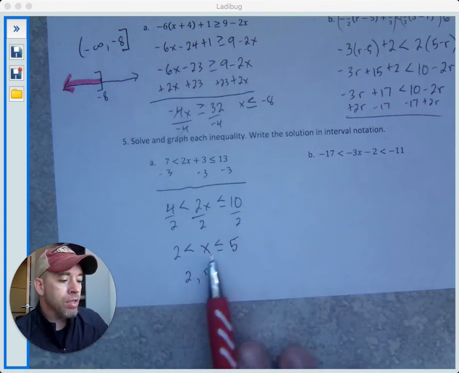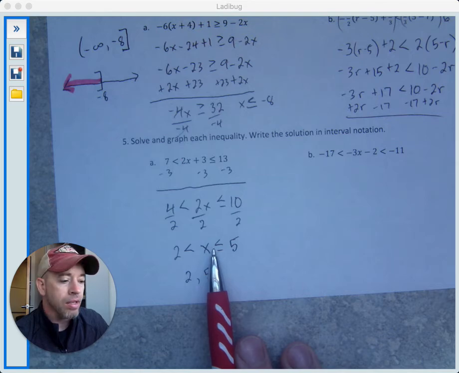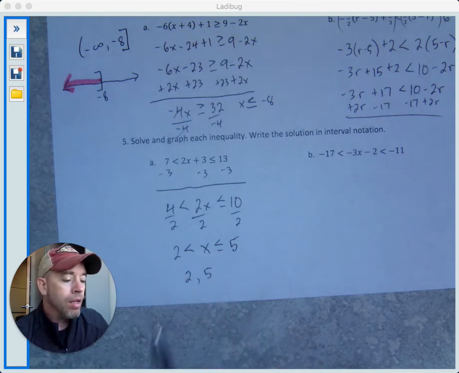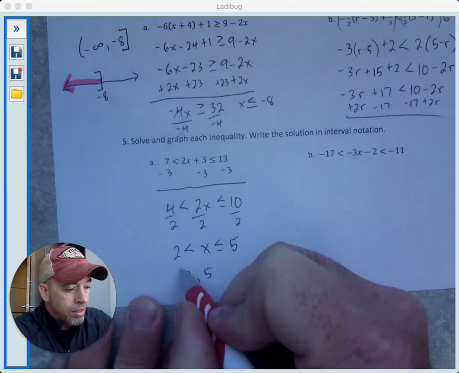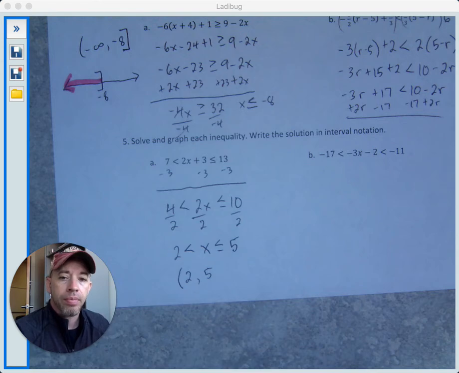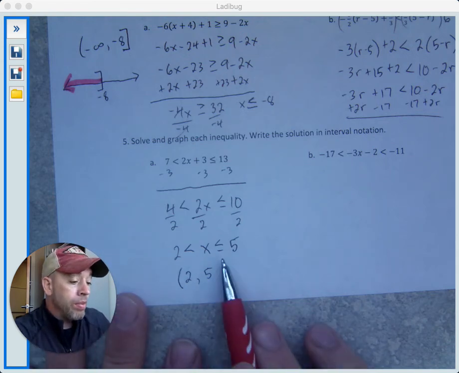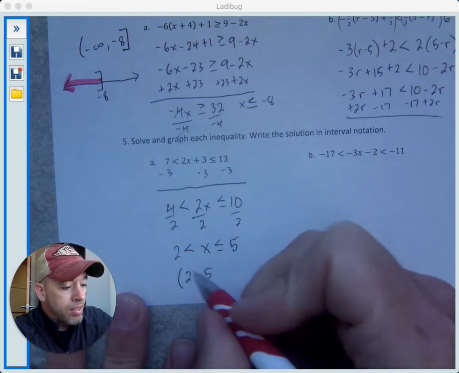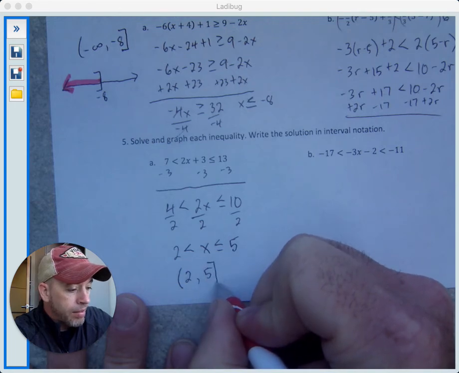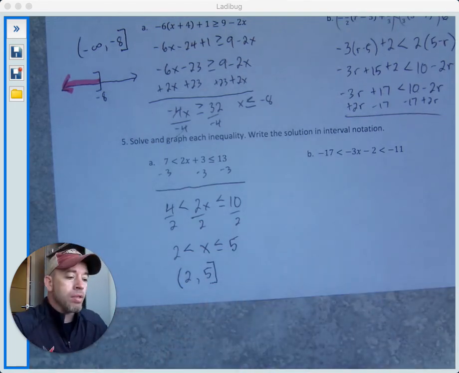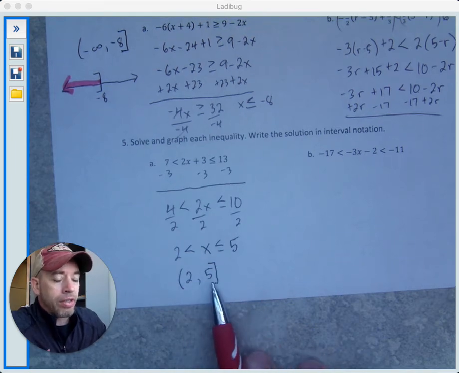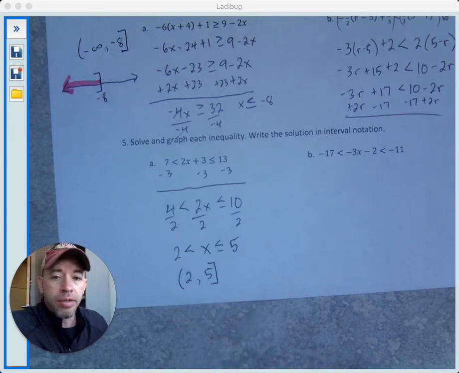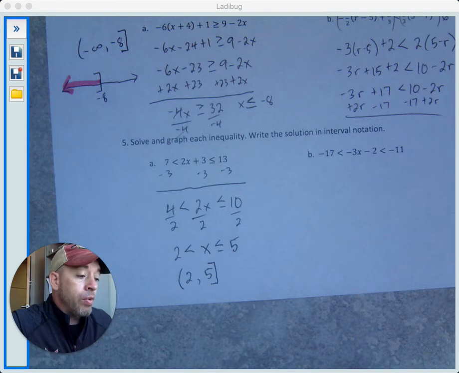Well, if you just look at the first half of this, it says really 2 is less than x, right? Or x is greater than 2. There's no equal to bar with the 2, which means the 2 is not included. We use a parenthesis. But there is an equal to bar with the 5, which means the 5 is included, and we use a bracket. Okay, so this notation says everything from 2 to 5 with 5 included. 2 is not included.